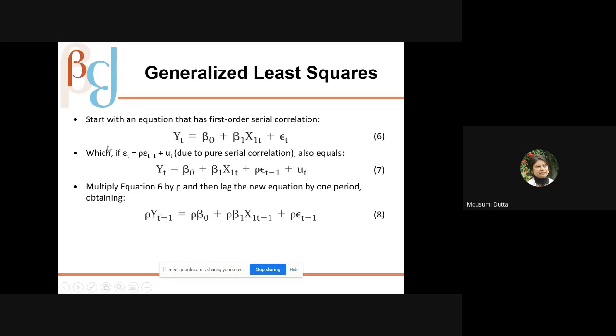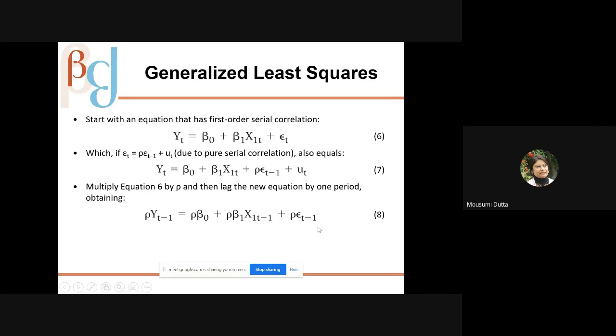Then we are multiplying that equation by rho. So it is rho Yt minus 1 plus rho beta naught plus rho beta 1 x1 t minus 1 plus rho epsilon t minus 1. So I'm multiplying equation 6 by rho and taking a lag by one period, which is giving me this kind of equation, which is given by equation number 8. I hope everybody got how we are getting equation number 8.